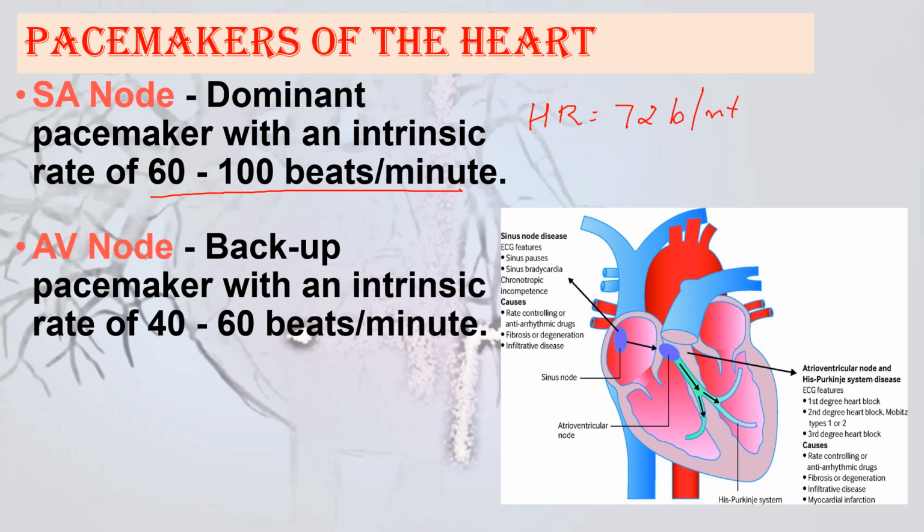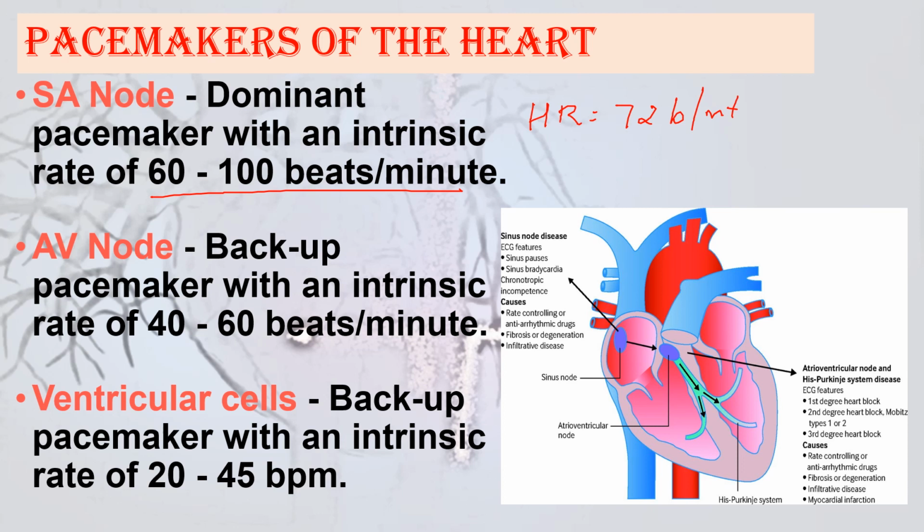So when a person appears with first degree heart block, most often they have a heart rate less than 60. Next is the ventricular cells. Ventricular cells are a backup pacemaker with an intrinsic rate of 20 to 45 beats per minute.